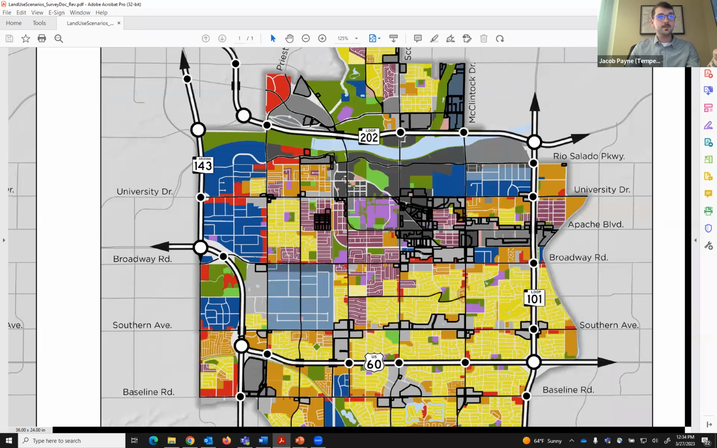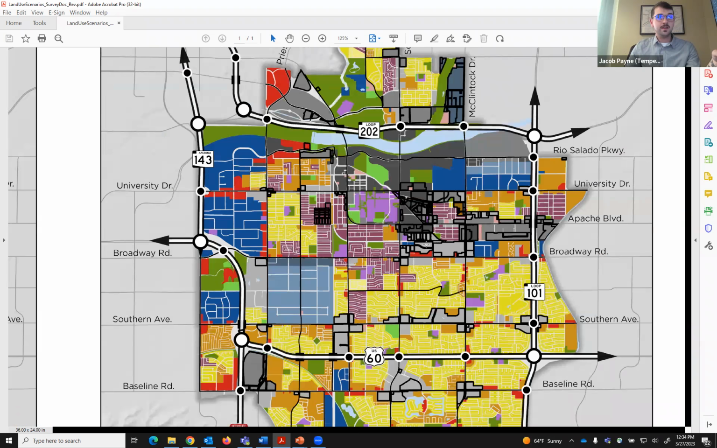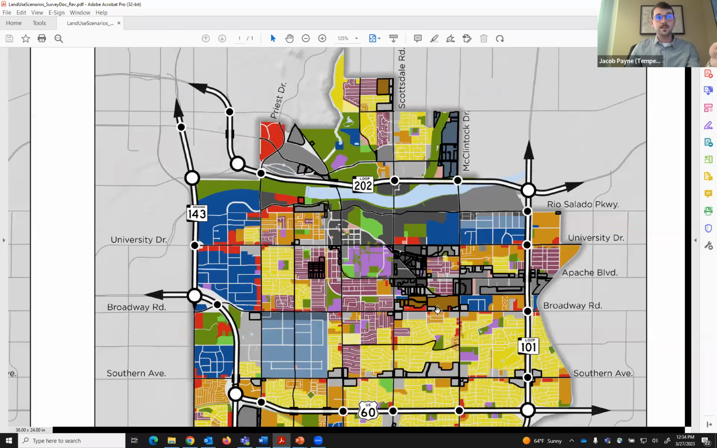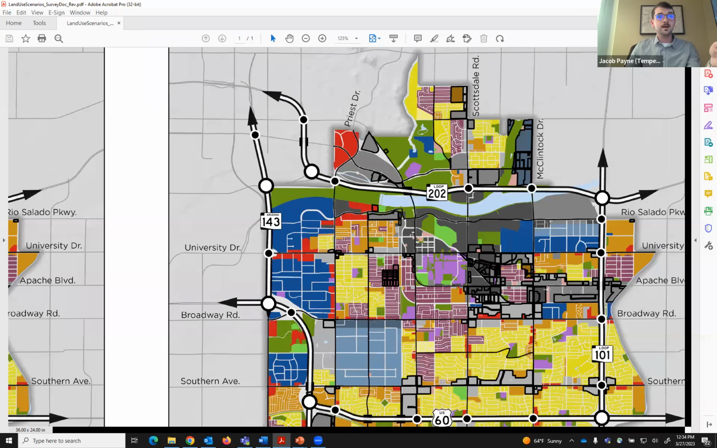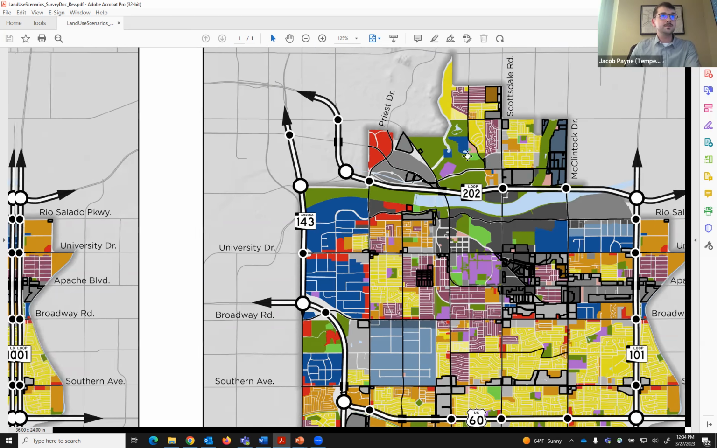And then looking at scenario 3, this is where you can see that some of the areas like down here, the area north of Broadway between McClintock and Rural, in scenario 3 has now been drawn in as mixed use as opposed to the residential that it was shown in scenario 2. There's more increase of mixed use in the area right here along Hayden Lane, east of McClintock, some more high density here along University Drive, also in this area. Also some changes up in North Tempe from scenario 2 to 3.